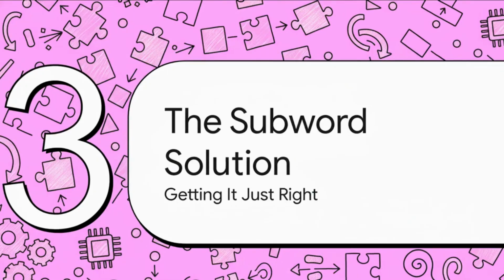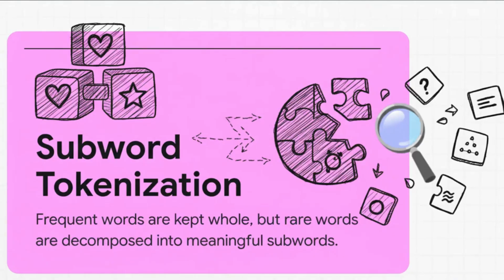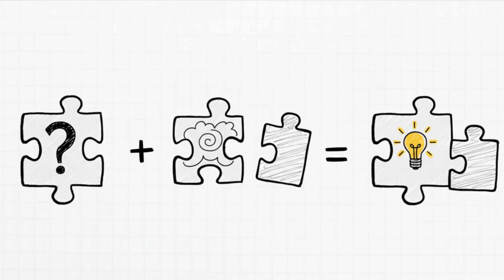So, if words are too big and characters are too small, what's the answer? Where is our just right solution? This brings us to the really elegant idea that powers pretty much all modern AI, subword tokenization. Here's the big idea. Subword tokenization is basically a hybrid. It's the best of both worlds. It keeps super common words like the, and, or have as single whole units. But then it takes rare or complex words and intelligently breaks them down into smaller, meaningful chunks. We call these subwords.